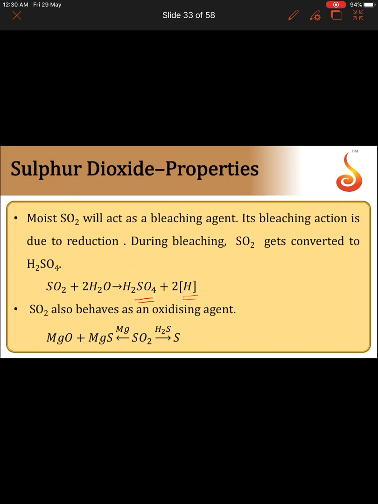I will give some oxidizing properties of the SO2. For example, SO2 oxidizes H2S to sulfur. If you balance the equation, SO2 plus 2H2S gives 2H2O and 3S. And one more oxidizing property, SO2 oxidizes active metals like magnesium, potassium, iron.